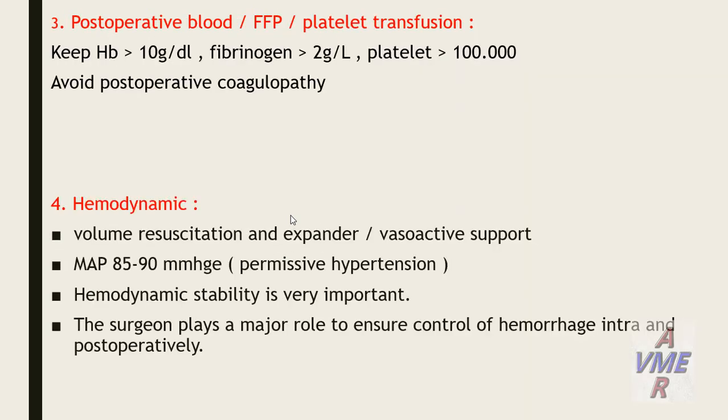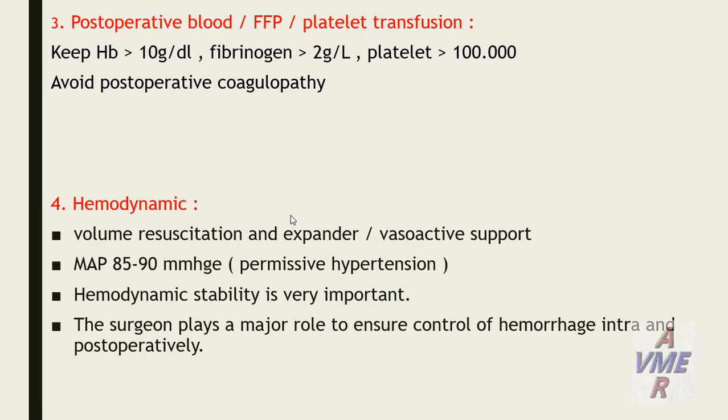The third tip is postoperative blood: fresh frozen plasma and platelet transfusion. Keep hemoglobin more than 10 gram per deciliter, fibrinogen more than 1 gram per liter, and platelets more than 100,000, and avoid postoperative coagulopathy.